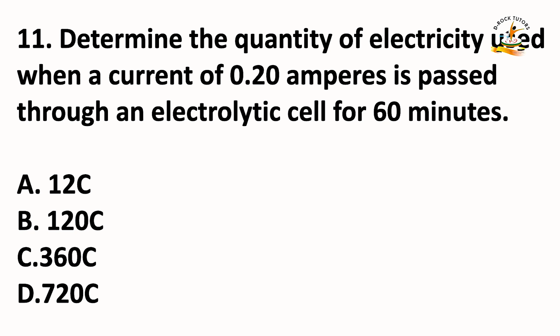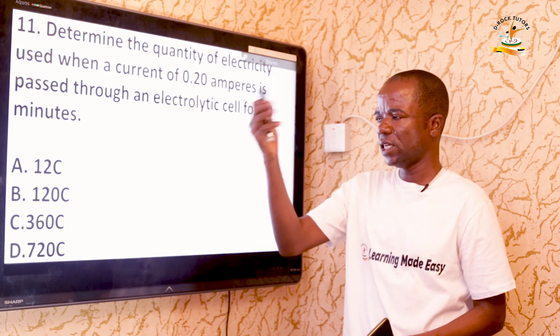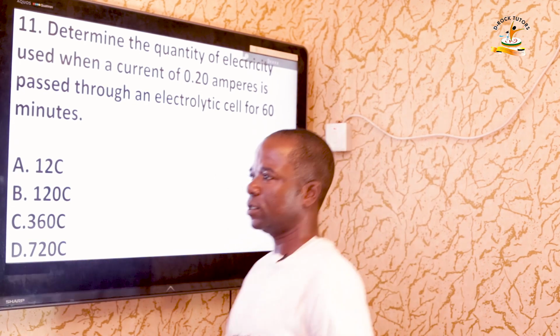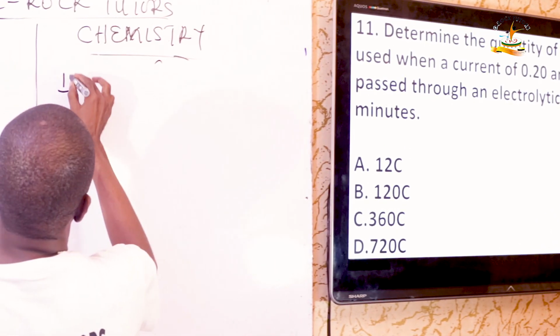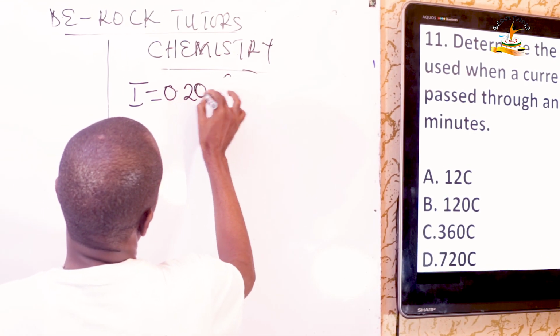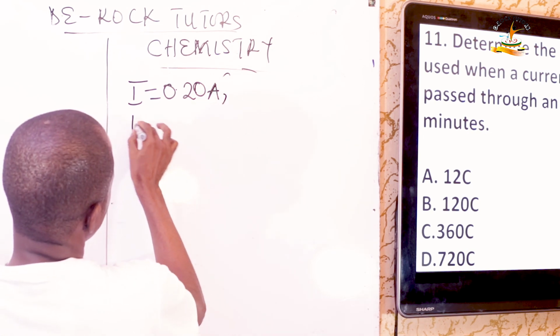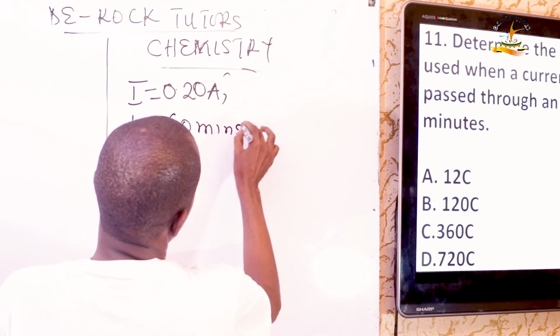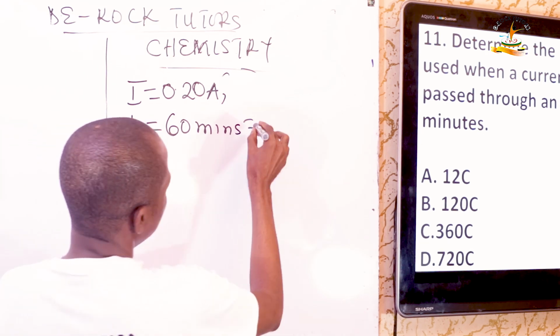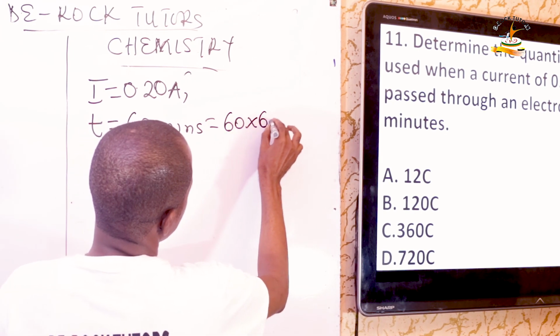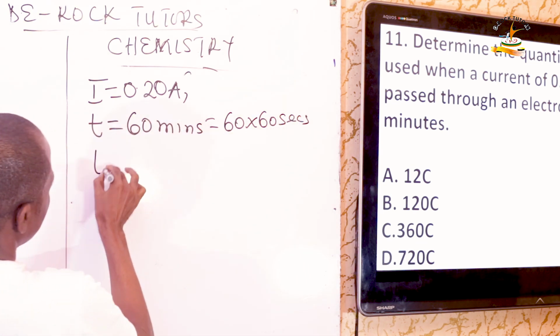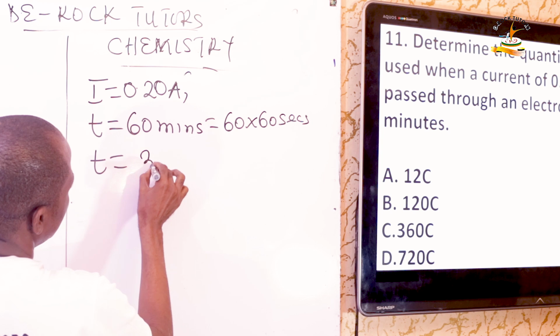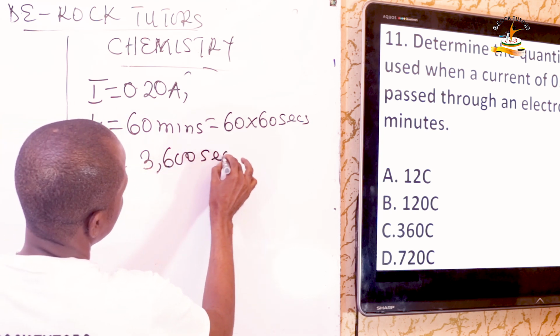Determine the quantity of electricity used when a current of 0.2 amperes is passed through an electrolytic cell for 60 minutes. Let's take a look at the board and see how we can solve this. We are given the current to be 0.20 ampere, and we are given the time taken to be 60 minutes. Don't forget, we have to convert this time to seconds. So this becomes 60 times 60 seconds, that gives us 3600 seconds.